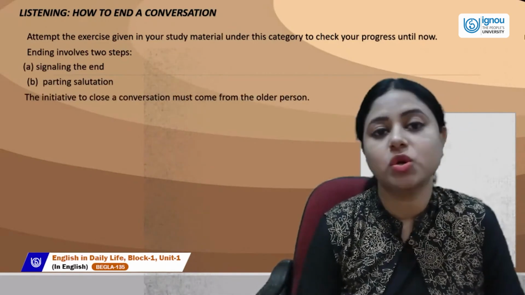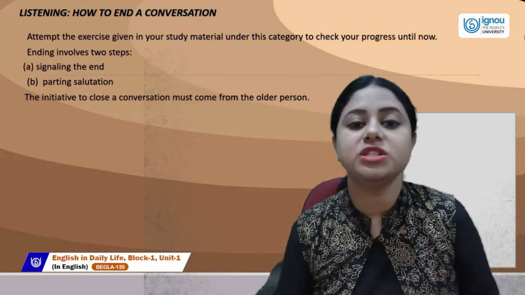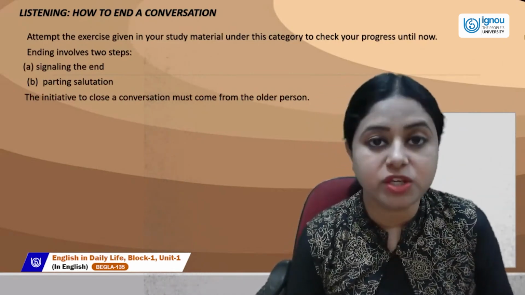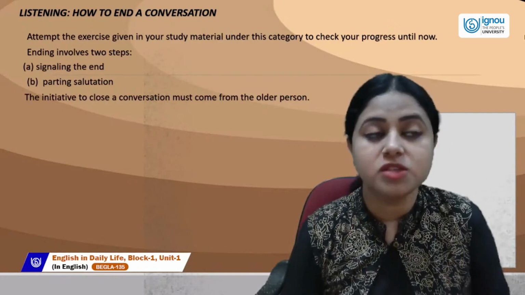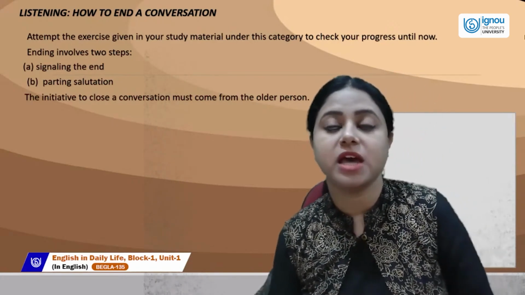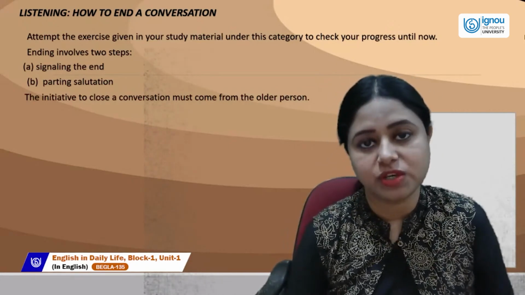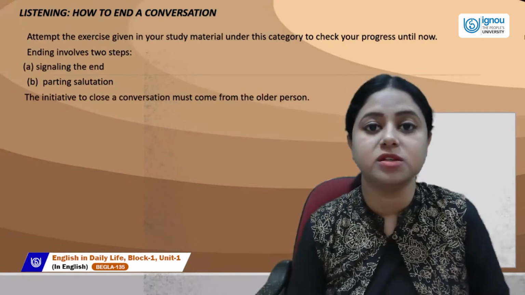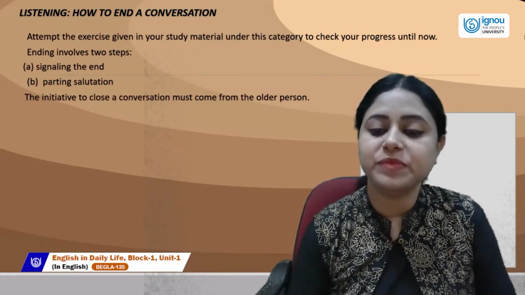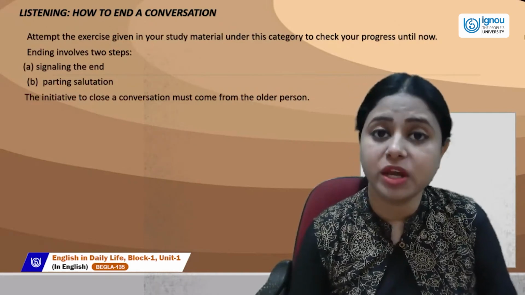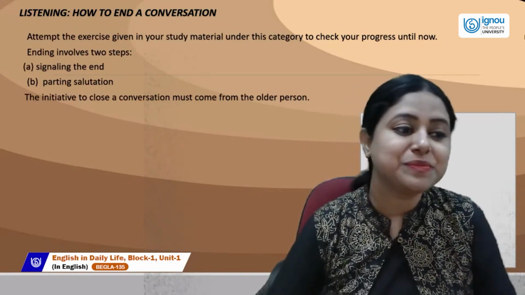Usually, the initiative to close a conversation must come from the older person. Now, with changing times, things have changed, and people can have a dearth of time. But the ideal situation would still be where the older person is ending the conversation. Sometimes the younger person has to rush for something. Then how do you end the conversation? It has to be very polite and respectful, so that you do not offend the other person, right?